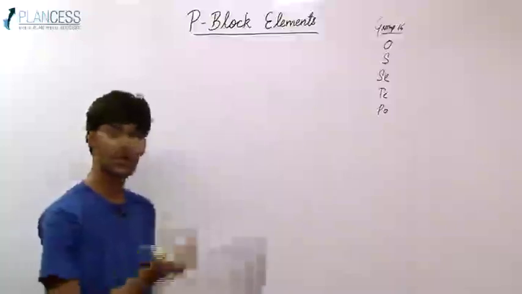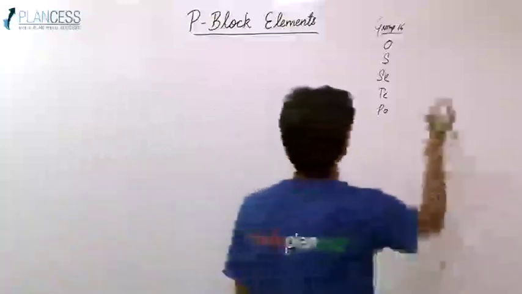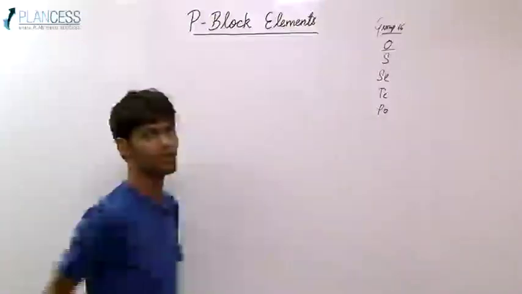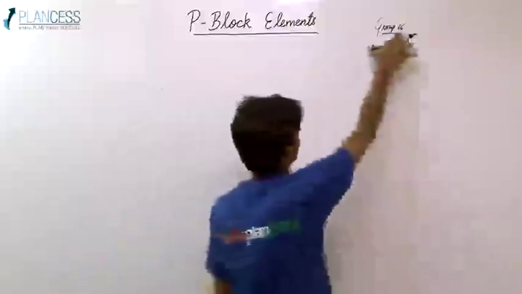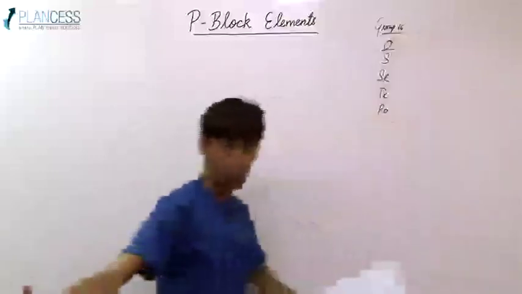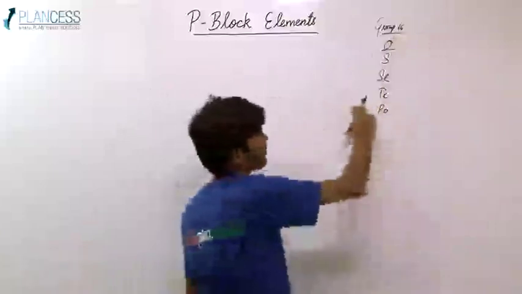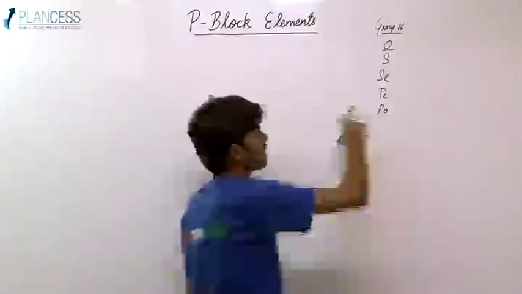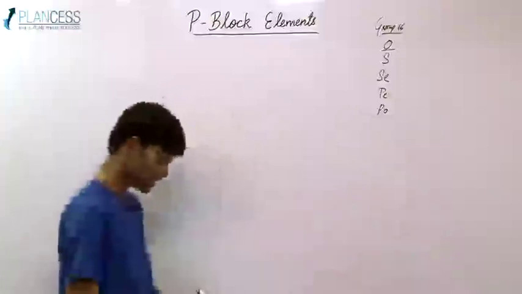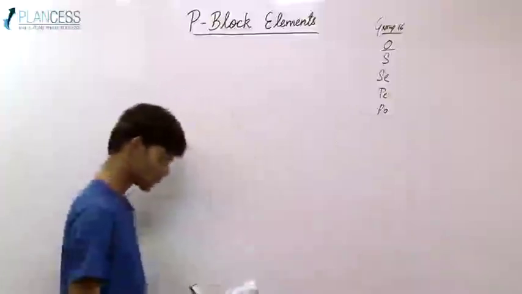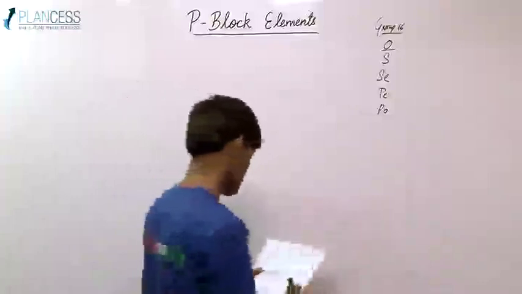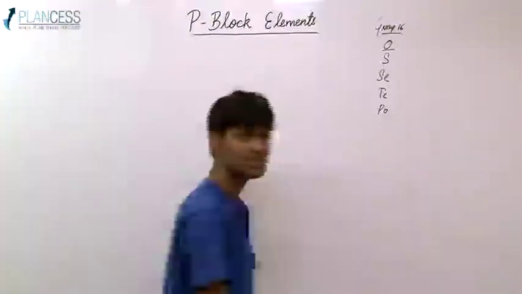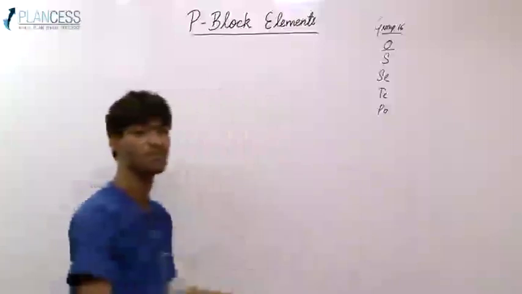Now talking about the anomalous behavior of oxygen: because of the absence of vacant d orbitals, its maximum covalence would only be 2. However, the other elements, because of the presence of vacant d orbitals, can have covalence greater than 2. As far as the reaction with hydrogen is concerned, all the hydrides except water show reducing property, that is, they reduce.